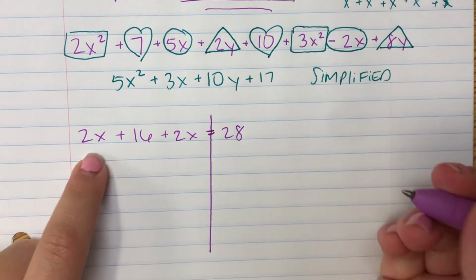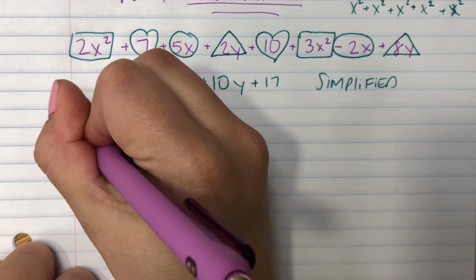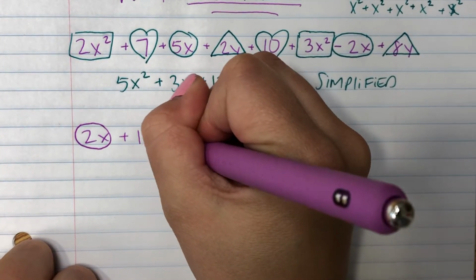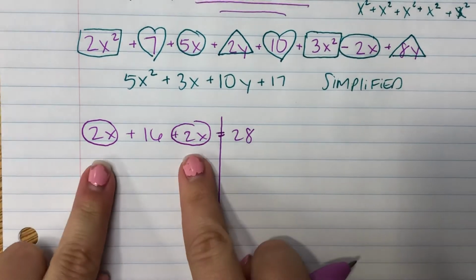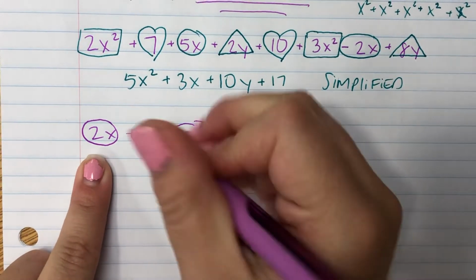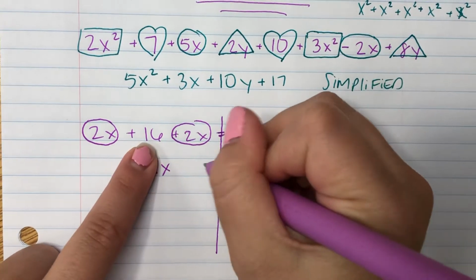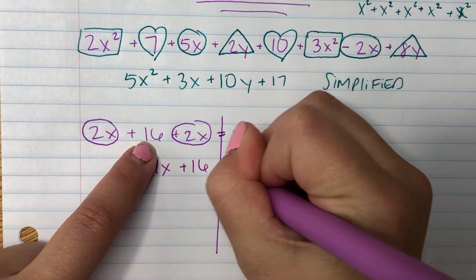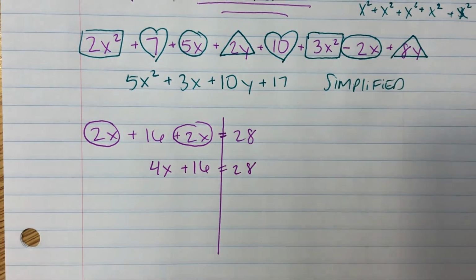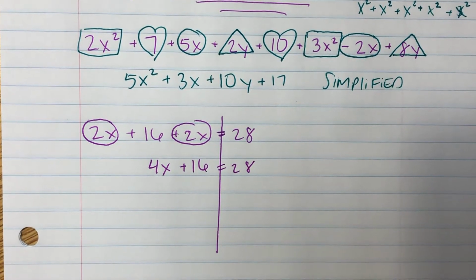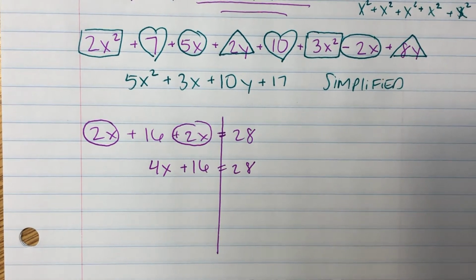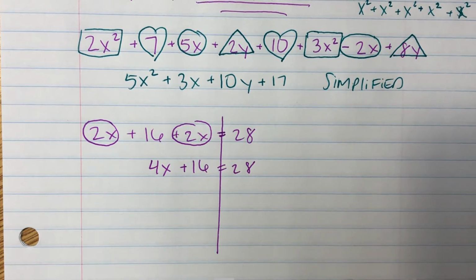So I have 2x and another 2x. I'm going to circle them because they are like terms. 2x plus 2x is 4x. So I'm going to rewrite it as 4x, and then it's still plus 16 equals 28. Now we technically have that two-step equation that we were working with last week.